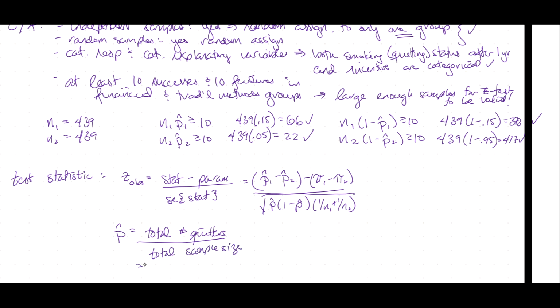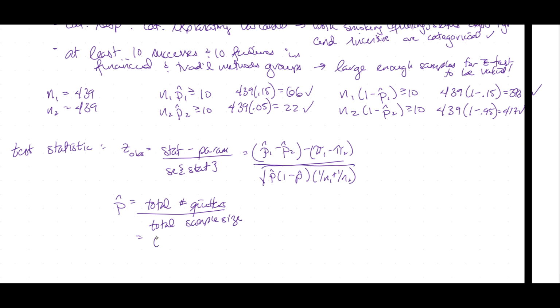In this case, we observed that there were 66 people who quit with a financial reward, there were 22 people who quit under the traditional method, and there were 878 people total in the sample, giving me a p hat of 0.1. So on average, I would estimate 10% of people to quit regardless of the method, if there were no difference between the two populations. So now I can find my test statistic.